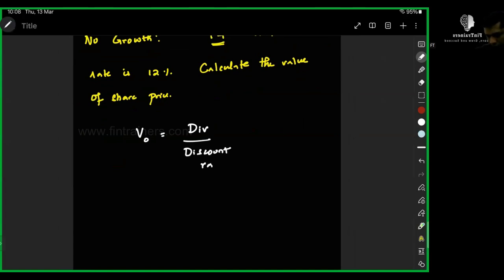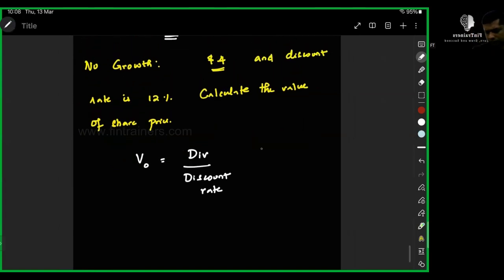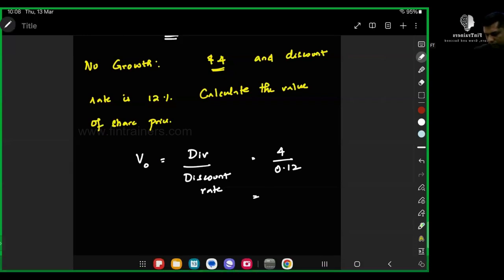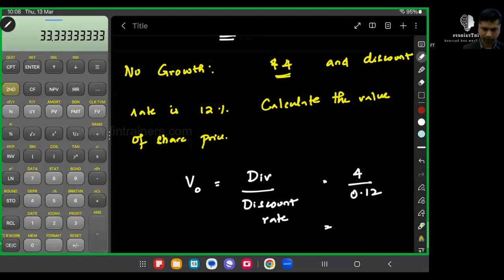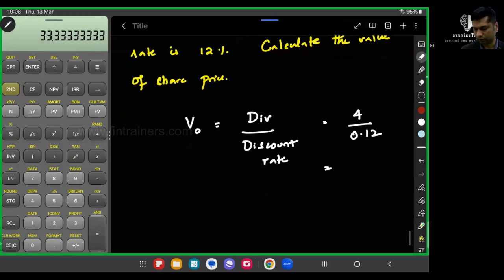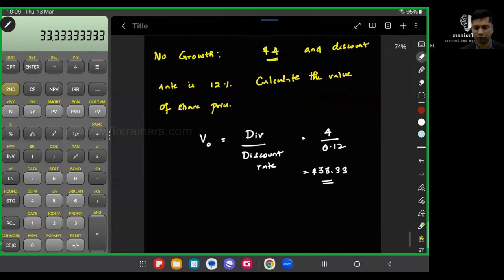Just like what we did, just like what that Parekh person did, we are just going to take the dividend value, $4, and divide it by the discount rate. So 4 by 0.12, and that comes to $33. Just a conceptual understanding: if there is no growth, you're never going to value any company like this. Just to start with, just to get an idea.